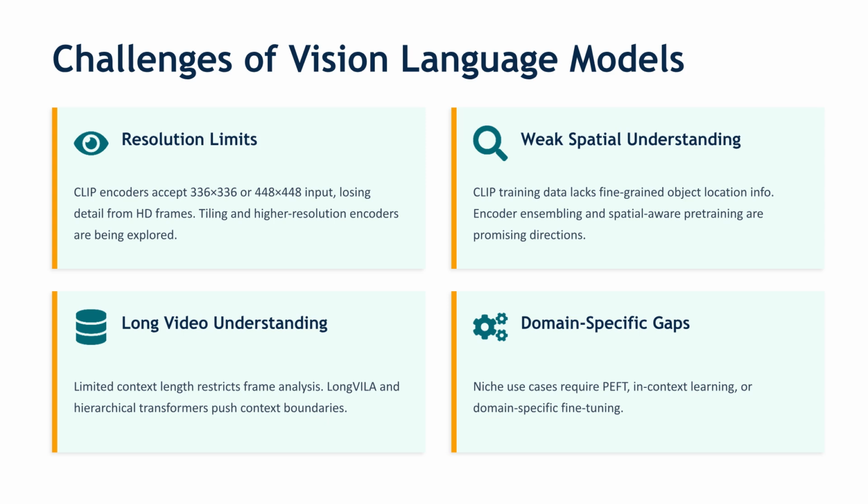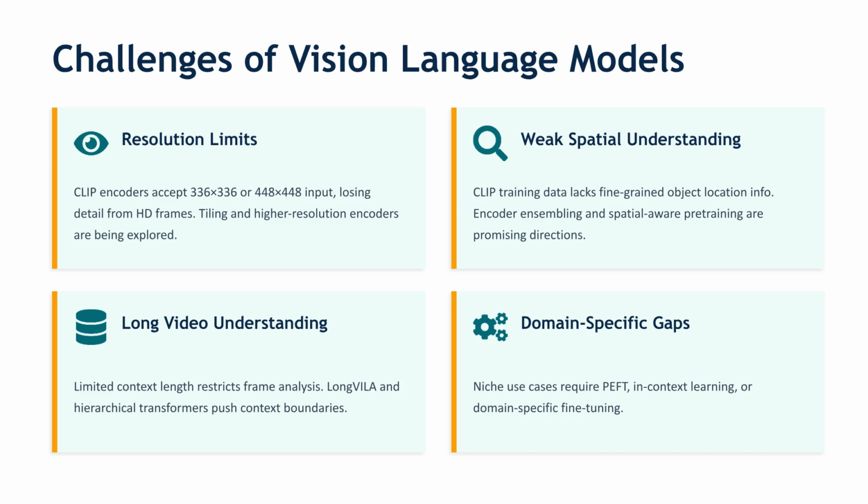Despite the impressive progress, VLMs face several significant challenges. First, resolution limits. CLIP encoders typically accept only 336 by 336 or 448 by 448 pixel inputs, which means significant detail is lost from high-definition images. Tiling strategies and higher resolution encoders are being developed to address this, but it remains an active challenge. Second, weak spatial understanding. Because CLIP training data consists mainly of short captions without fine-grained location information, the models struggle with precise spatial reasoning, counting, and understanding relative positions. Encoder ensembling and spatial-aware pre-training are promising research directions.